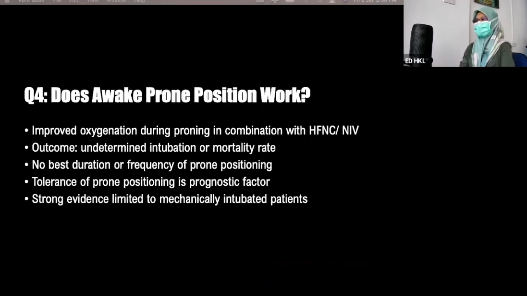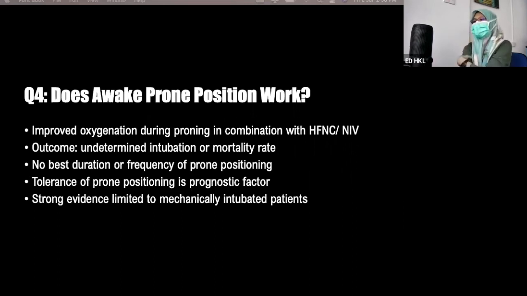And prone the patient, which brings us to question number 4. Does awake prone position work for COVID-19 pneumonia? Everyone says yes. The CIA gave it earlier. What does proning do? They improve oxygenation during proning, especially in combination with high flow nasal cannula, so they come together.